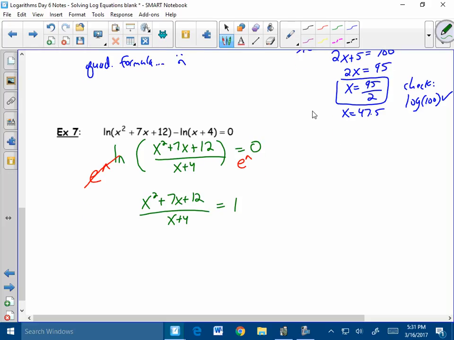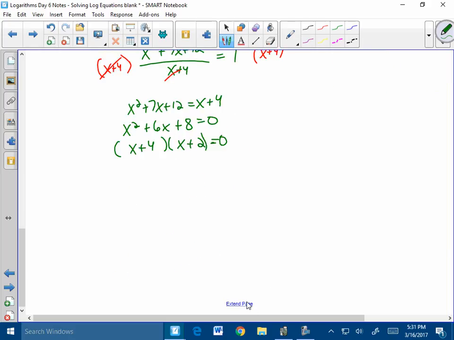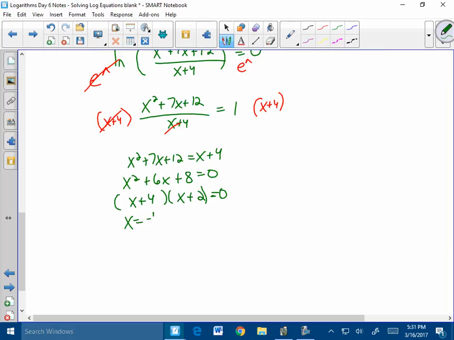And then, again, it's similar to what we did before. So I'm going to multiply both sides by that denominator, which crosses out. So I'm going to have x squared plus 7x plus 12 is equal to x plus 4. So now I just have a regular quadratic. Set that equal to 0. x squared plus 6x plus 8 equals 0. I can factor this. x plus 4 and x plus 2 equals 0. So I end up with x equals negative 4 and x equals negative 2.